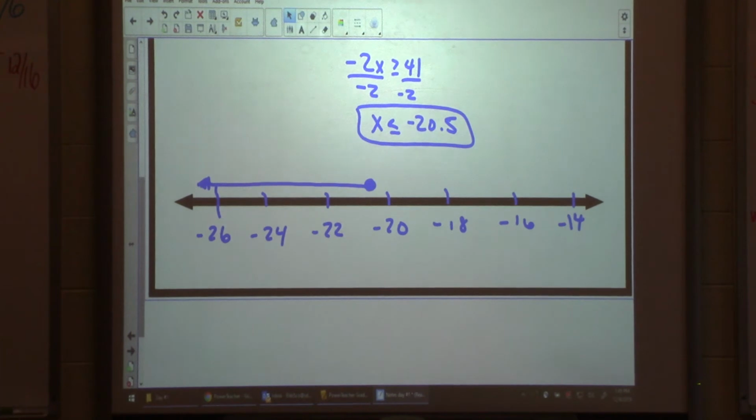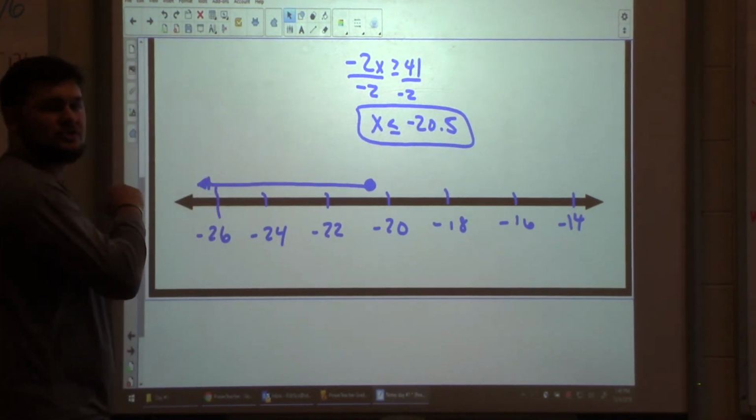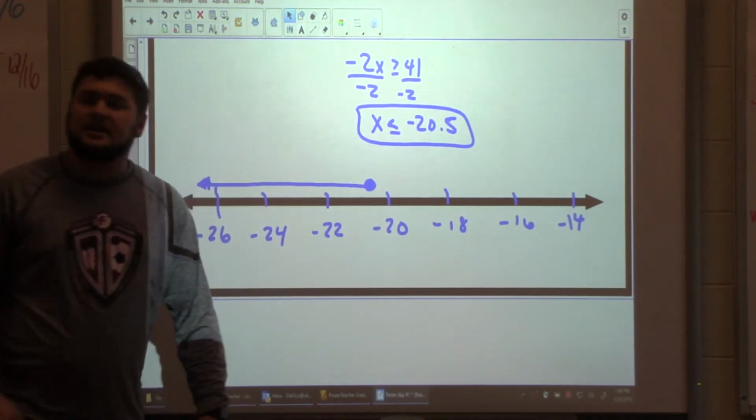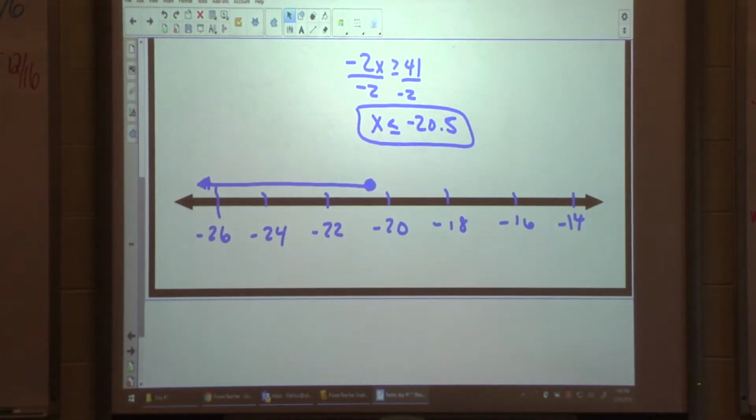And then you need to graph it, right? Make sure you, guys, make sure you have a constant number. I went up by 2s. I started at negative 20.5, I went less than. And it was filled in because it was or equal to. Any questions? Cool, we got a lot more to go.